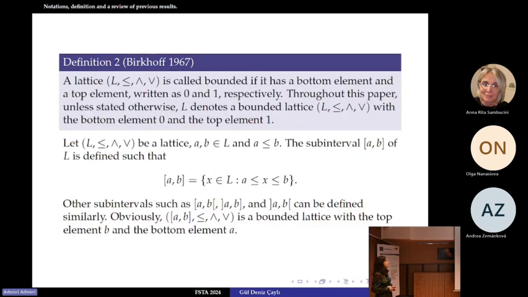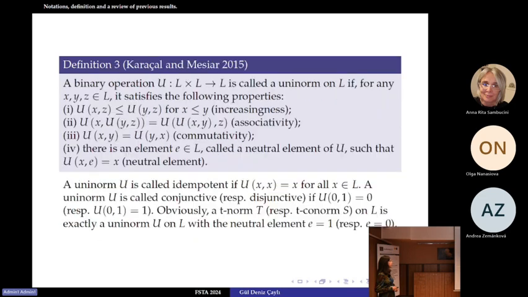A lattice is called bounded if it has bottom and top elements denoted by 0 and 1 respectively. In this paper, we denote by L a bounded lattice. We can define the closed subinterval of L like this. And this closed interval is a bounded lattice with the top element B and bottom element A. Similarly, we can define other subintervals of L.